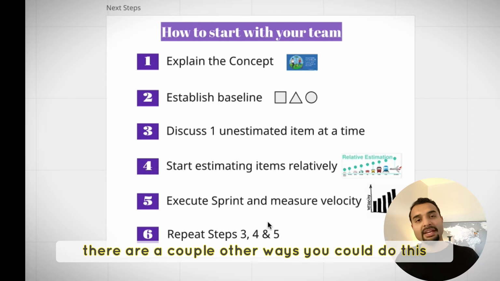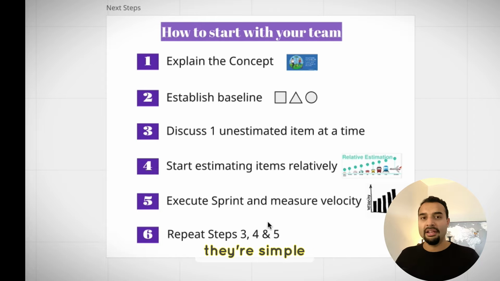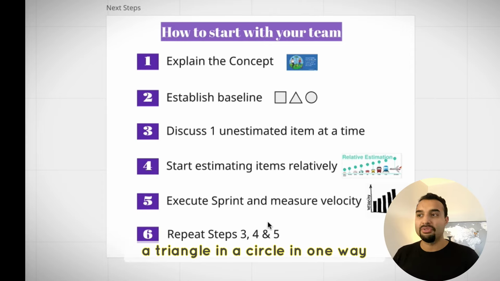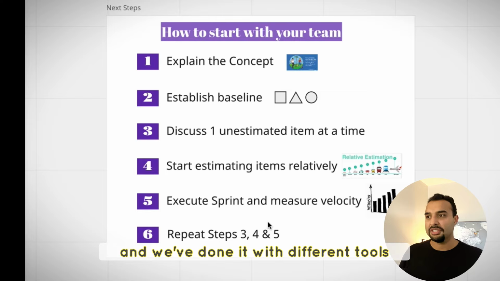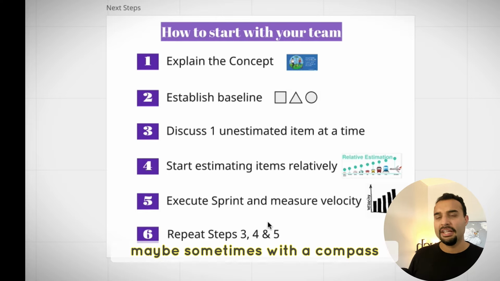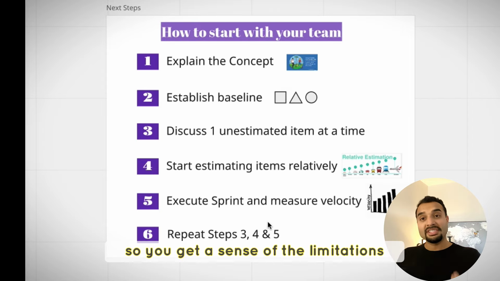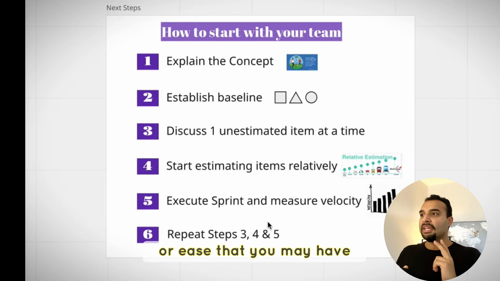There are a couple of other ways you could do this. I prefer the shapes. They're simple. At some point, every one of us has drawn a square, a triangle, and a circle in one way, shape, or form or another. And we've done it with different tools, maybe sometimes with a compass, sometimes without a compass in the case of a circle. So you get a sense of the limitations or ease that you may have, right?